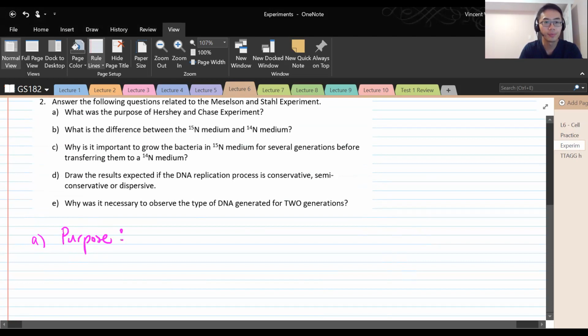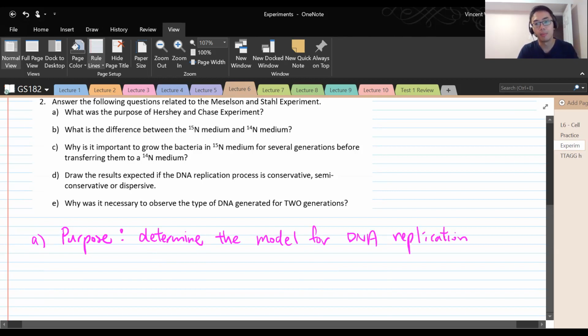is to determine the model for DNA replication. Okay, the model for DNA replication. Is it semi-conservative? Is it conservative? Or is it dispersive?